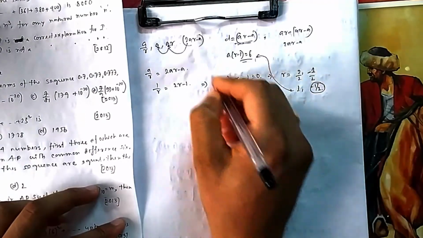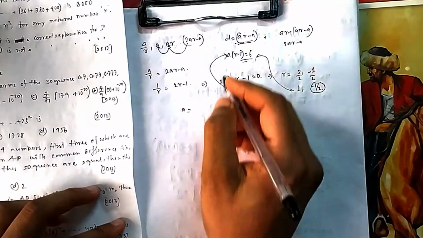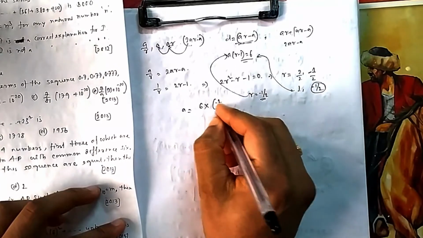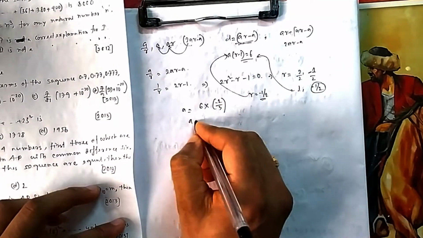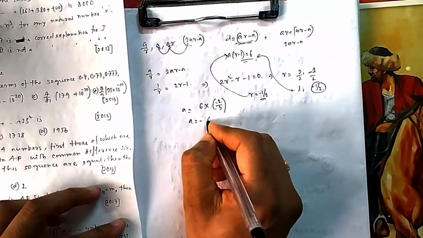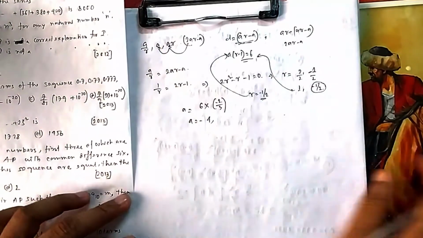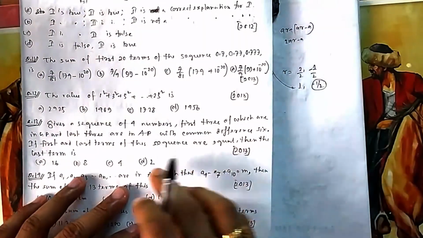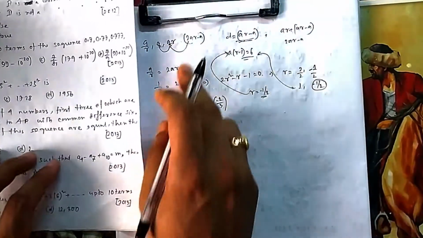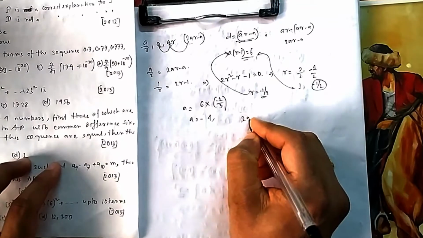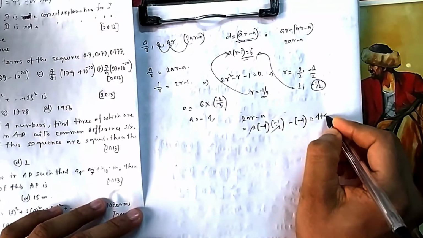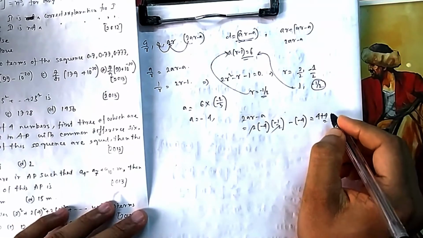Once you know R, you can find A also. A will be equal to 6 into minus half, so it will be 2 by 3. So A is equal to minus 4. Now you can easily apply all these numbers. What will be your first number? What are they asking you? Then the last term. What is your last term? The last term is this one, 2AR minus A. So directly you calculate this one, no need to calculate other things. So it will be 4 plus 4, that is 8, which is your option B.